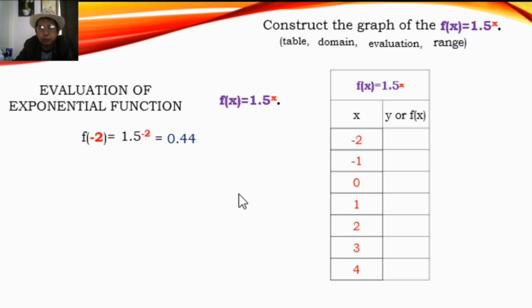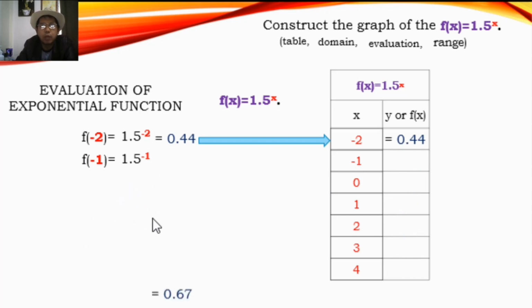Okay, let's continue. So if my x is negative 2, my y would be 0.44. The next one would be, what about if my x is negative 1? What would be my result? 1.5 raised to negative 1 will give you a result of 0.67. So it will give you a result of 0.67 in the table.